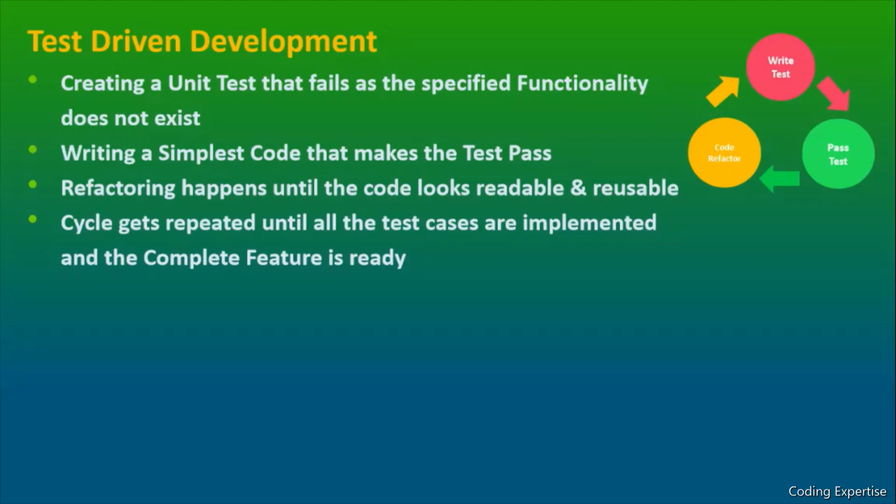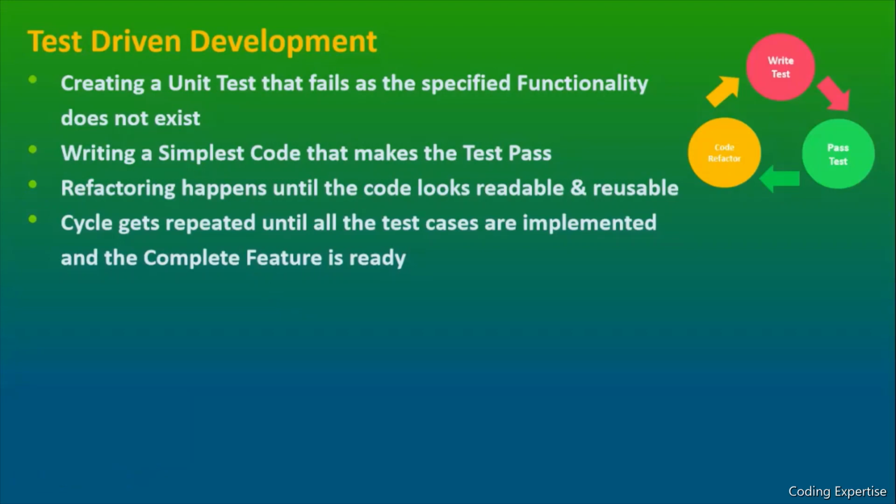Before we get into these line items, let's understand first what does a developer actually do in test-driven development. They basically create unit test cases on the undeveloped functionality. When they try to execute the test case, obviously the test case is going to get failed, as there is no functionality implemented yet. In order to make the test pass, they develop a code logic and apply the fix. Now the test case gets executed successfully. Here comes a good thing is, code refactoring happens until all the code looks readable and reusable. And this cycle gets repeated until all the test cases are implemented and the complete feature is ready.